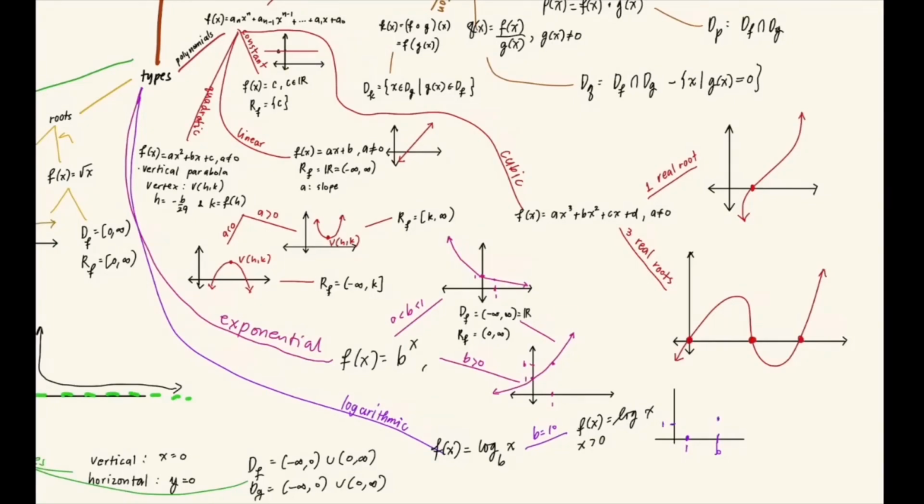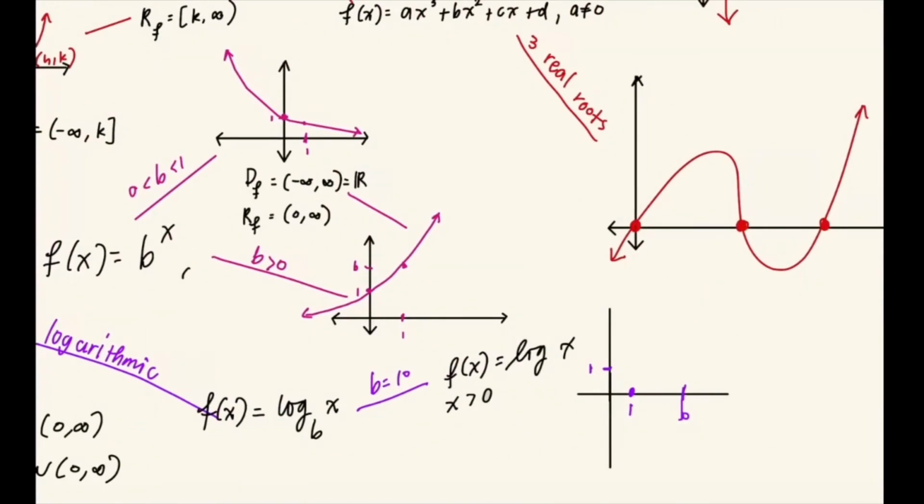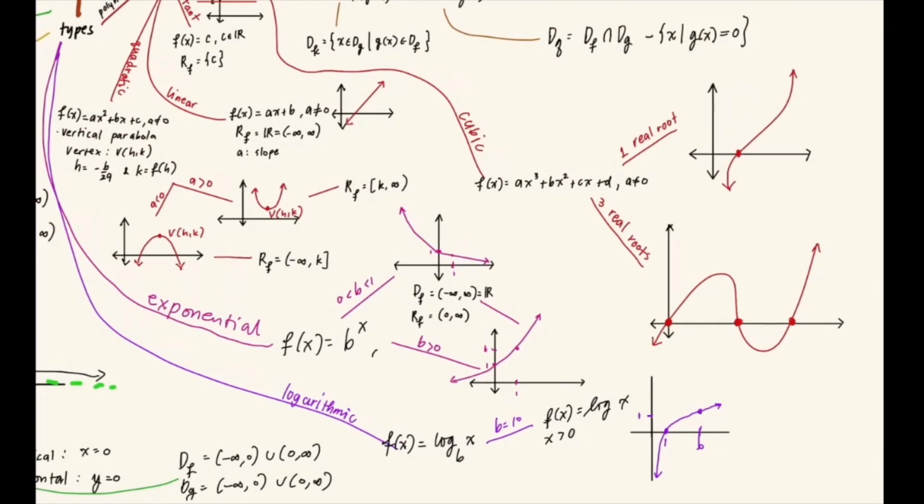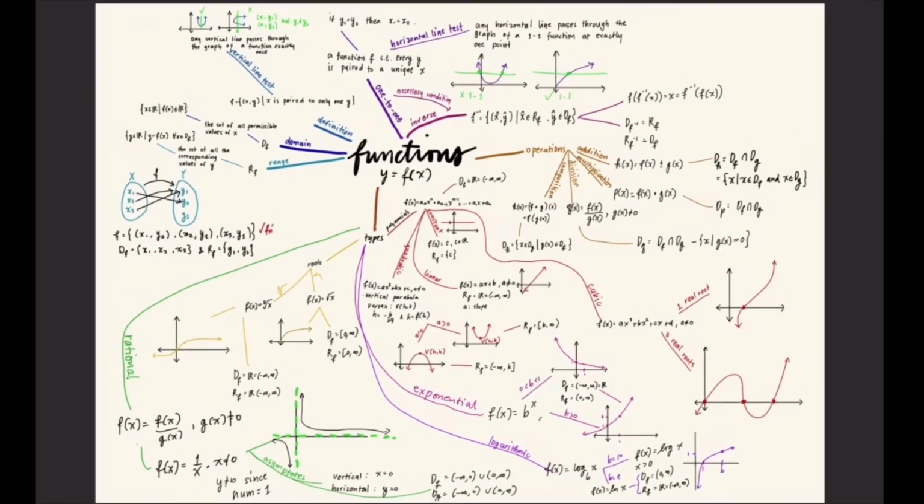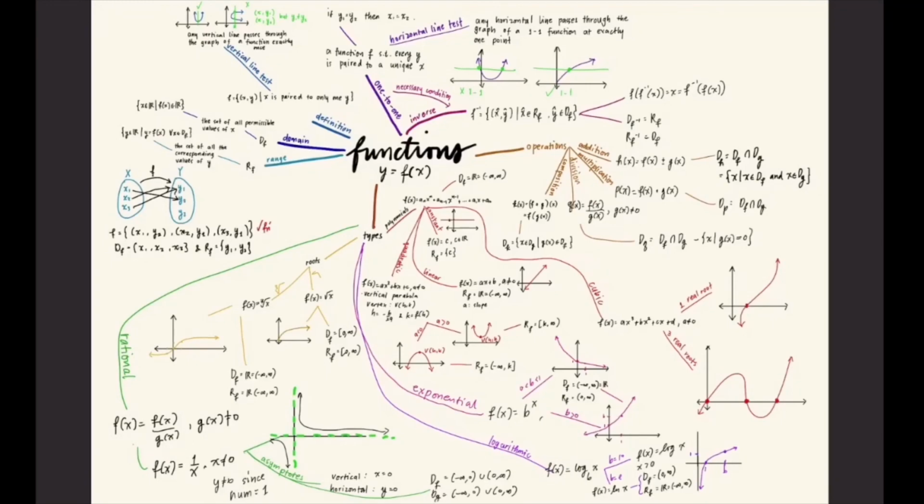So let's see. There. Okay. So you just compare them, the graph of b to the x and the graph of log of x to base b. Now another common logarithmic function is when the base is e, or the Euler number. So it's ln of x. Ln of x is just the logarithmic function to base e. So basically the graph looks the same. The domain and range are the same. So here is our function.